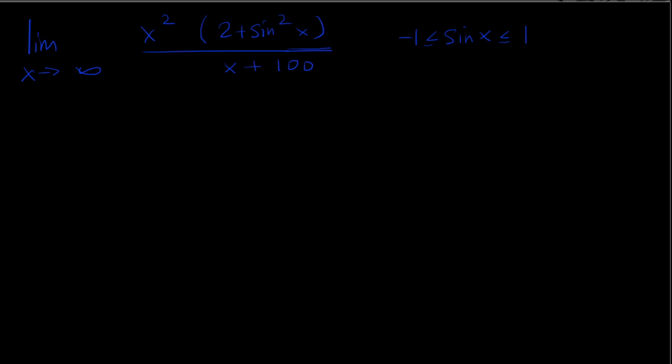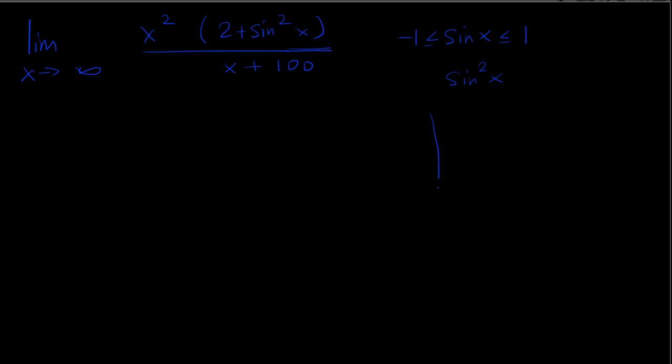I want to find the limit as x approaches infinity of x squared times a quantity 2 plus sine squared over x plus 10, or x plus 100. Okay, the first thing I need to do is consider sine. We know sine is between negative 1 and 1. Now what about sine squared?